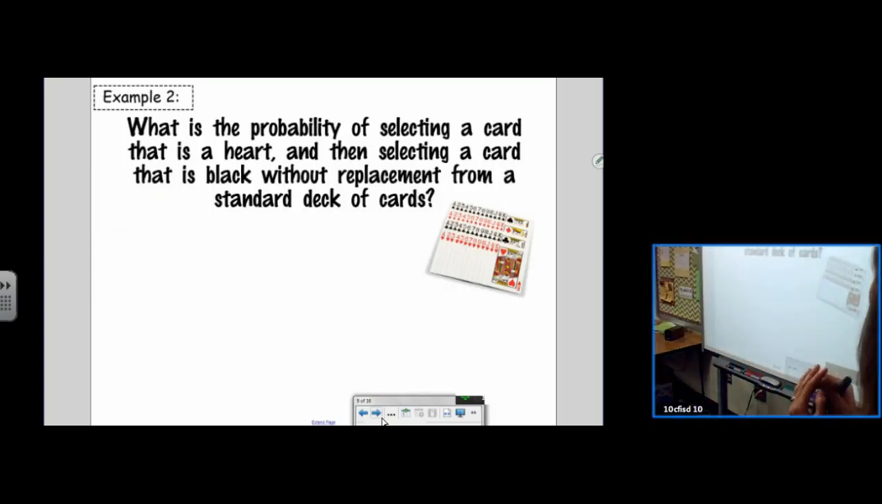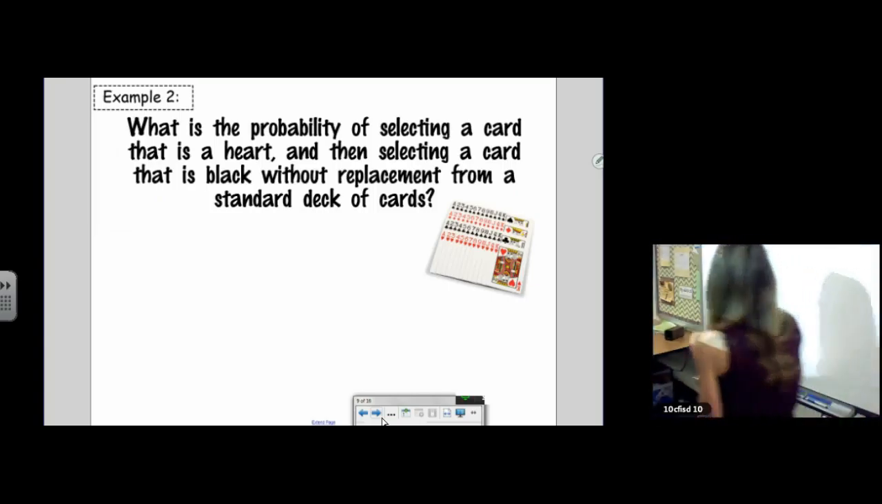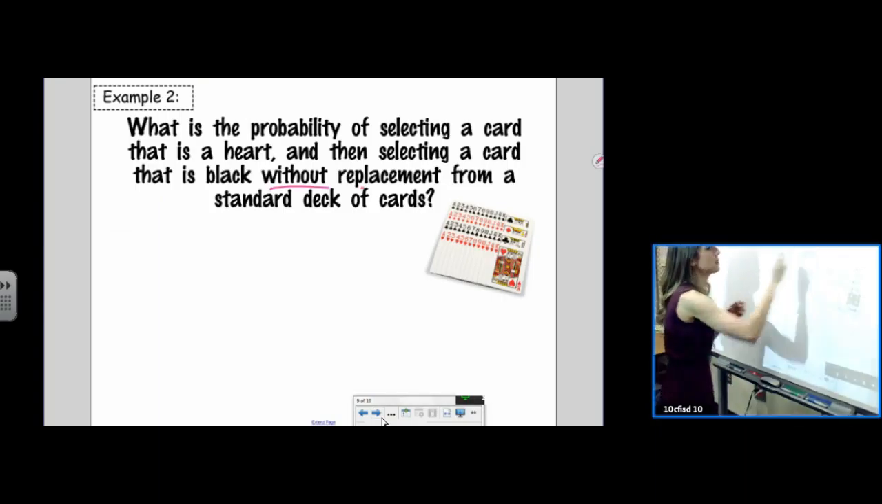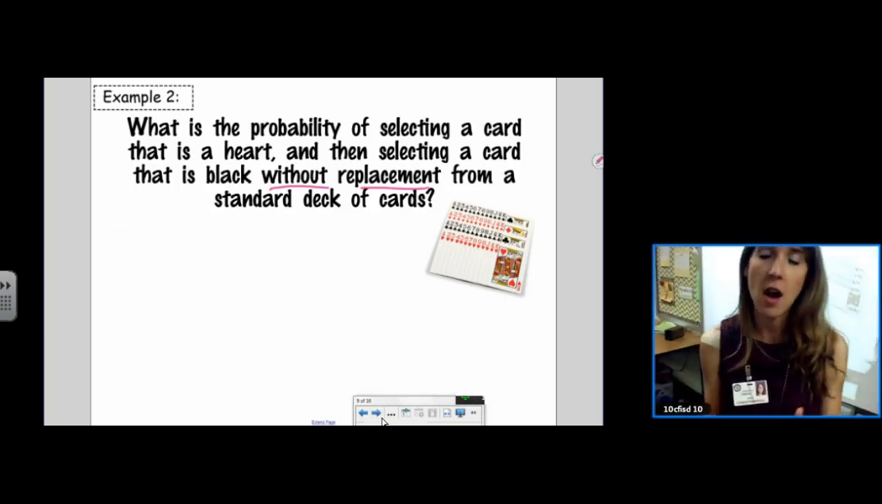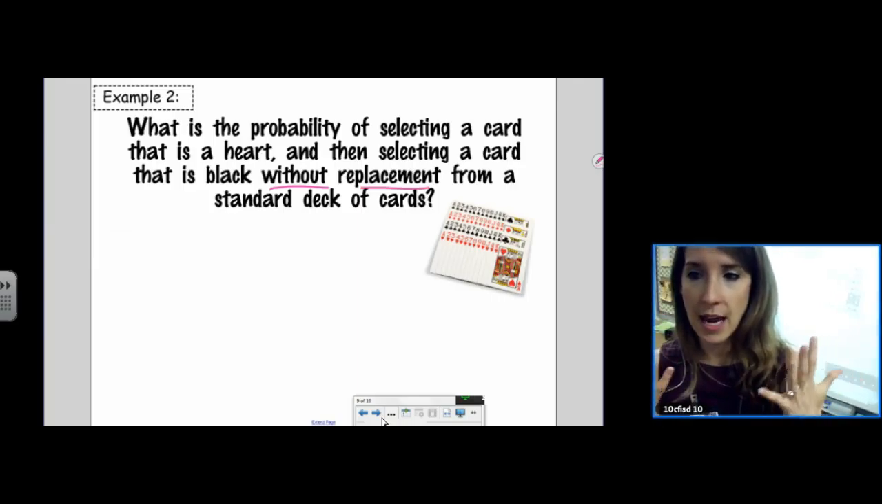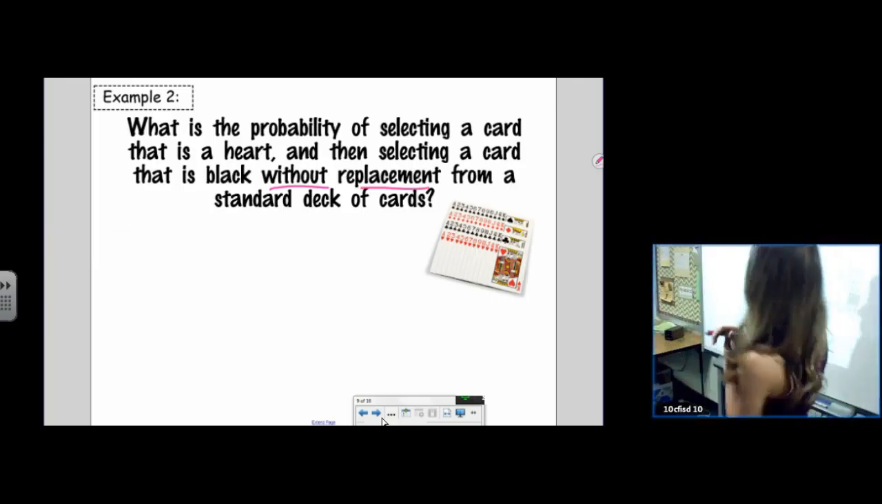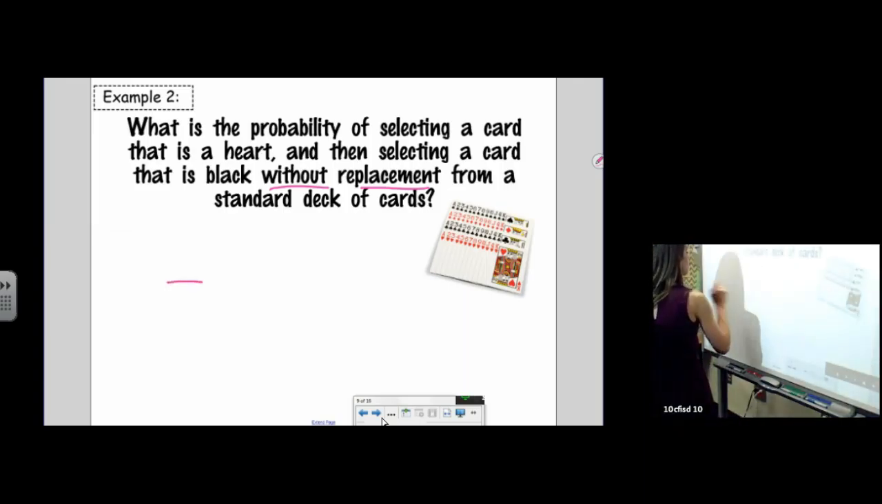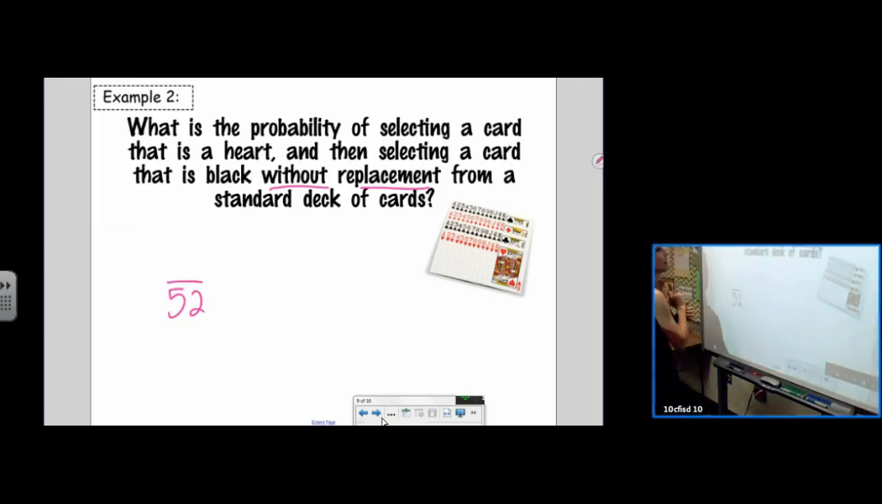What's the probability of selecting a card that is a heart and then selecting a card that is black without replacement from a standard deck of cards? Keyword, without replacement. So you have to be careful about our denominator. We have to be careful to make sure that this is a dependent probability problem. All right, probability number 1. I'm going to pick a heart. How many hearts are there? 13. So that's situation number 1.